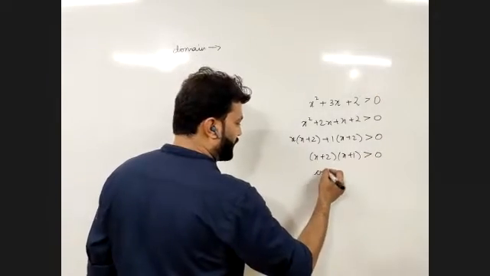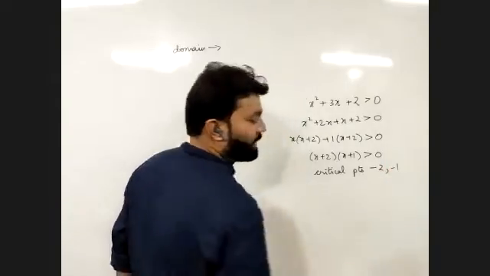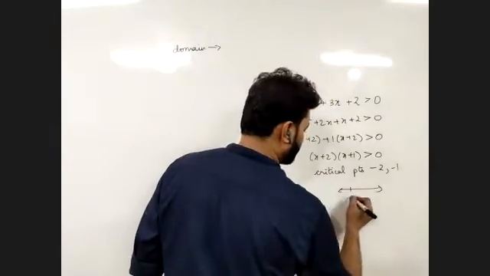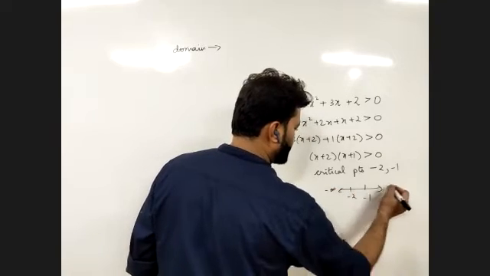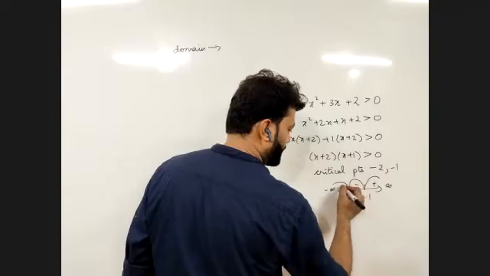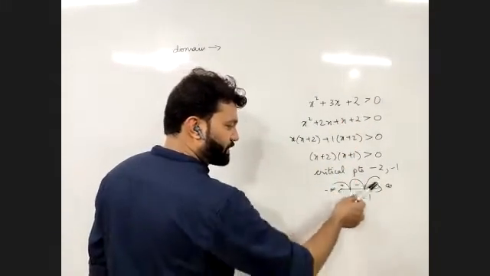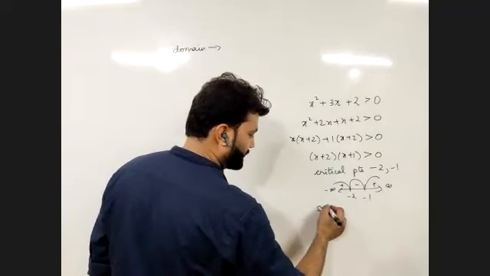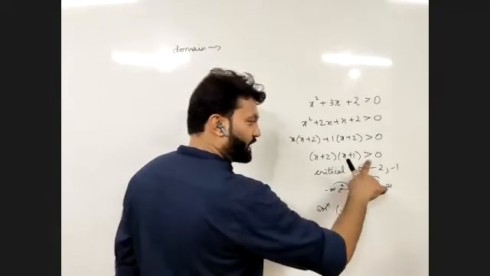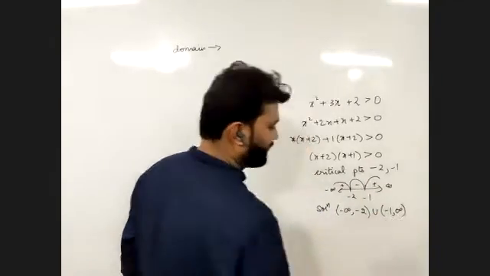So what are the critical points? Minus 2 and minus 1. Minus 2, minus 1, minus infinity, infinity. Starting with plus, minus, plus. So it is greater than 0, that is positive expression. So what will be the solution here? From minus infinity to minus 2, equal to sign is not there, so open bracket. Union minus 1 to infinity.